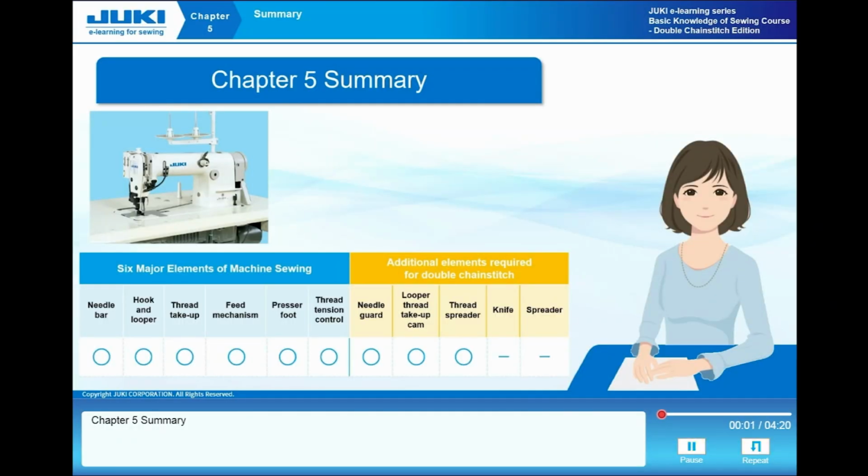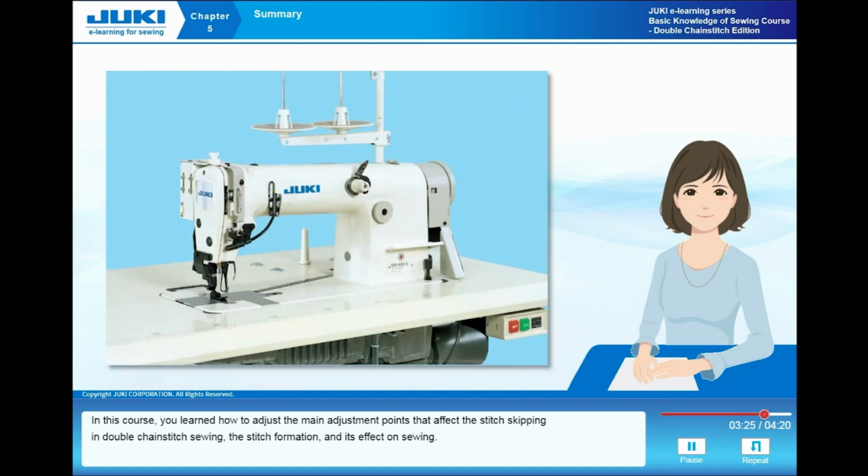Chapter 5, Summary. In this course, you learned how to adjust the main adjustment points that affect the stitch skipping in double chain stitch sewing, the stitch formation, and its effect on sewing.